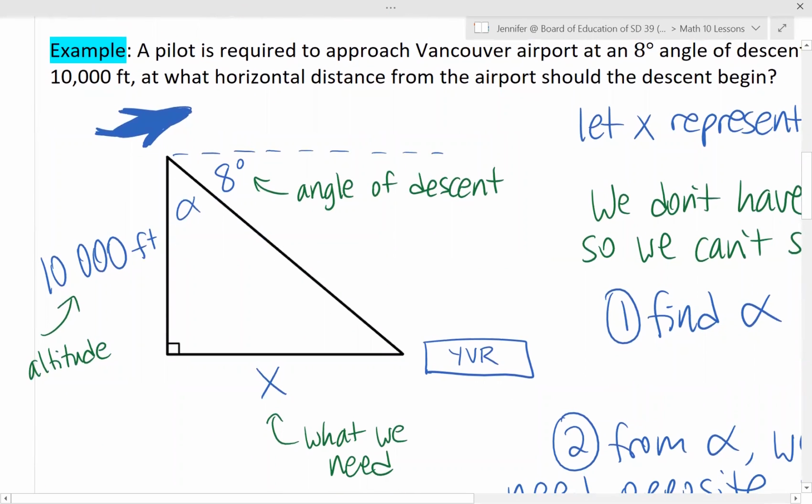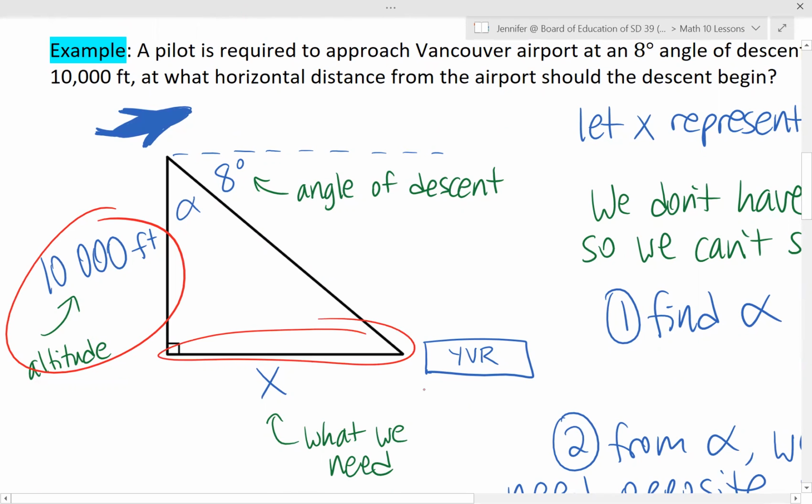I drew a right triangle. This is my poor drawing of an airplane. And so the plane is flying up top, and then down here is YVR Airport. And we know that the altitude of the plane is 10,000 feet. So that's why this right here is labeled as 10,000, because we're assuming that this is the ground. Well, YVR Airport is on the ground. So we're 10,000 feet above.